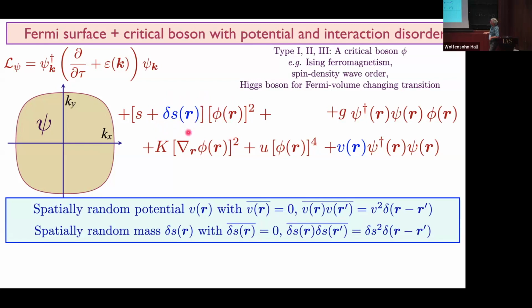Well, this tells you that this is some random function delta S. This tells you that this point of the sample has a critical point at S equals 1. This point has a critical point at S equals -2, and so on. So the position of the critical point fluctuates, and we're just going to put in some small fluctuation.